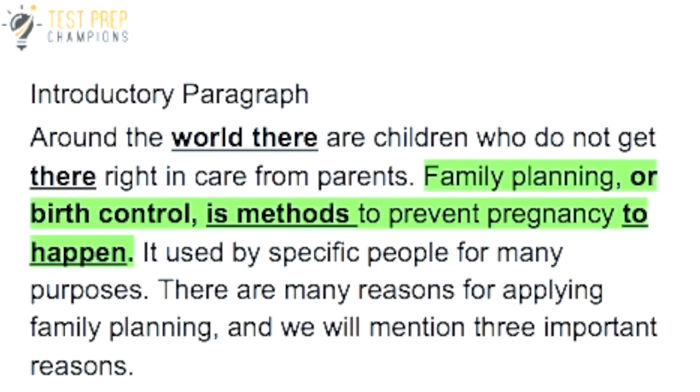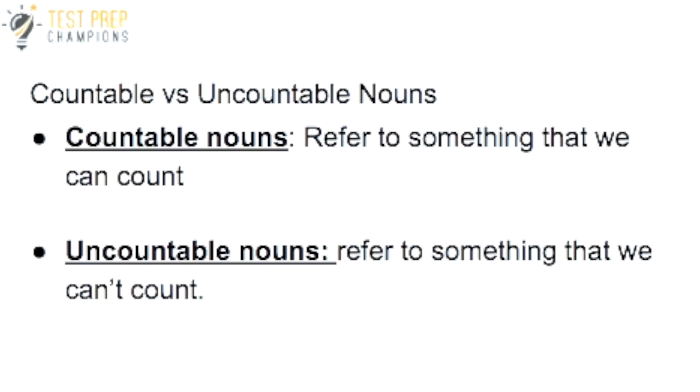Now as we keep going, the next thing I want to point out is that when we're talking about family planning and when we're talking about BC, these are both what are called uncountable nouns. I'm going to explain what uncountable nouns are because you might be wondering, and this is important. Countable nouns refer to something that we can count. On the other hand, uncountable nouns refer to something that we can't count.